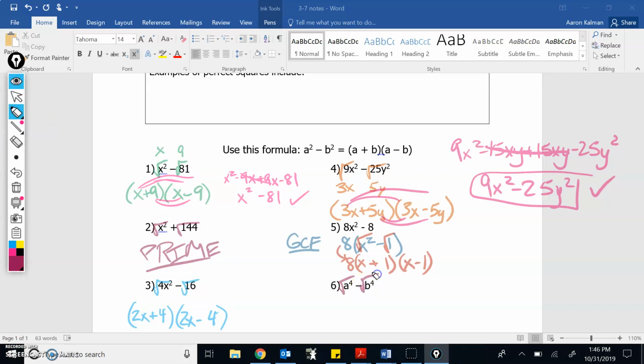a to the 4th minus b to the 4th here, these are both perfect squares. The square root of a to the 4th is a squared. The square root of b to the 4th is b squared. One has a plus, one has a minus. But the reason why this is a tricky problem is that once you factor, check to see if one of your factors is another difference of squares. This one here is a difference of squares inside another difference of squares. So we can keep factoring this to a plus b, a minus b.